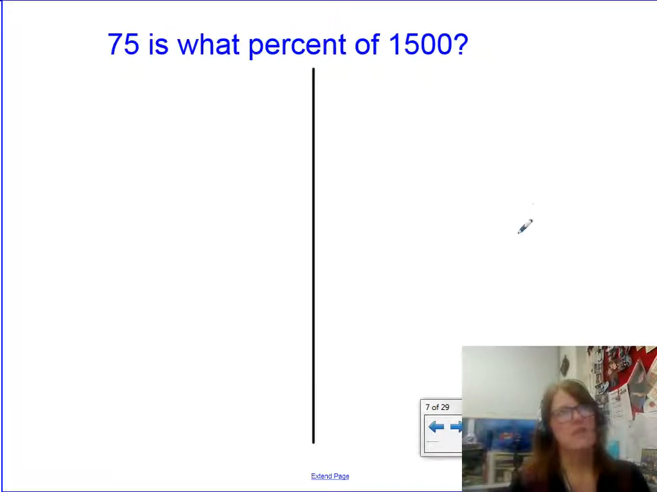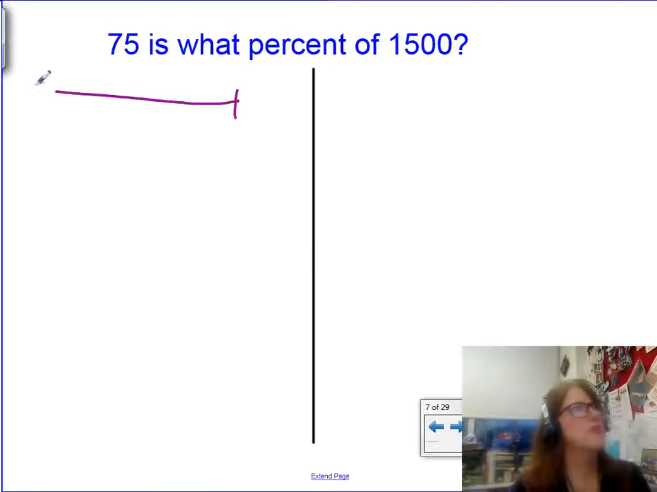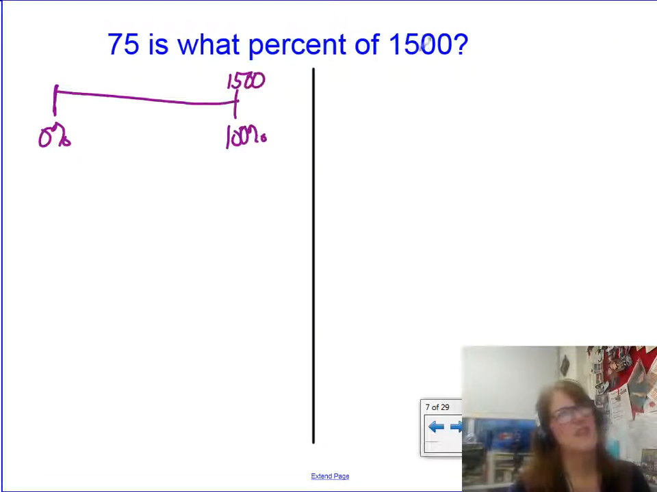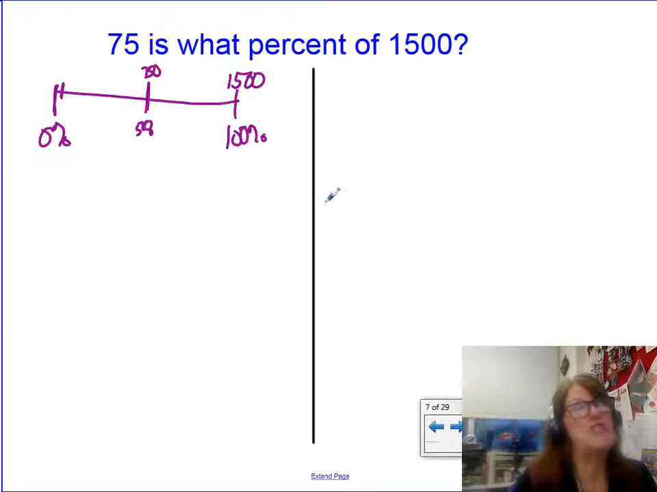75 is what percent of 1500? Okay. Aha, this time I don't know the percent. Now, if I were looking at this with my percent bar here, here's 0%, here's 100%. I have the number 75 and my "of" number, so 1500 is here. The "of" number, the 1500. 75. Well, let's look. 50%, halfway, is going to be half of 1500. That's like 750. Wow, this number is going to be really, really tiny. Don't know exactly what it is.